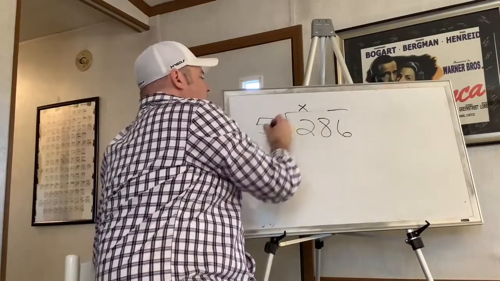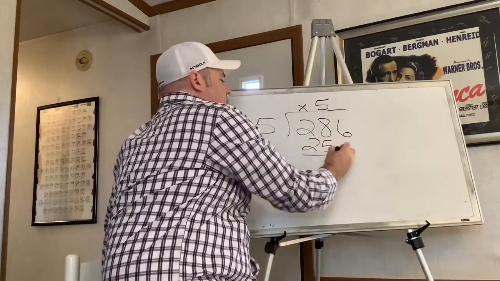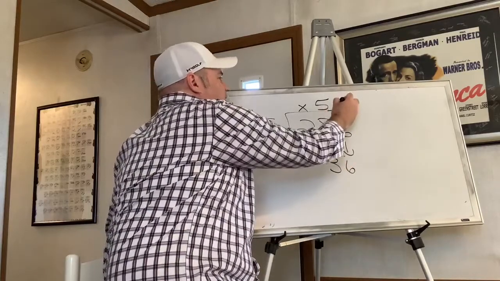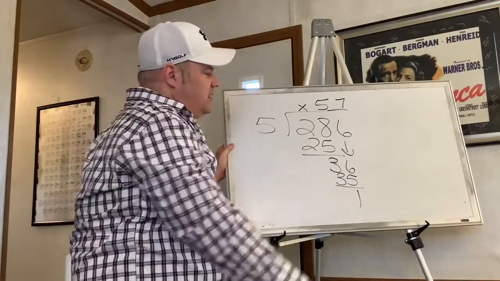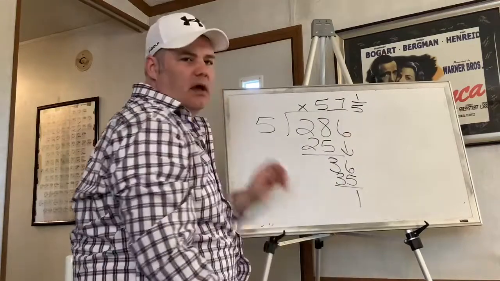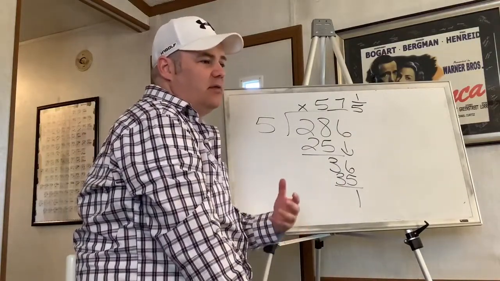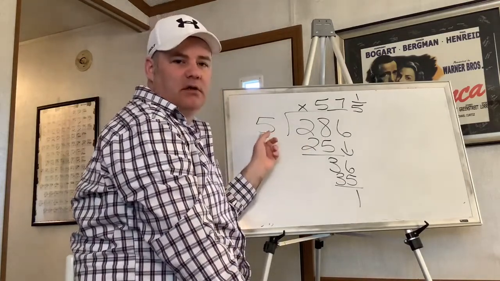So 5 doesn't go into 2, but it goes into 28 5 times. Okay. Bring down the 6. Goes into 36 7 times. And you've got this remainder of 1. Well, all you need to do is take the 1 and put it above the 5. Okay? So that's all you have to do. So it's kind of like the problems that you started doing with remainders, except you just take the remainder and put it over the divisor.